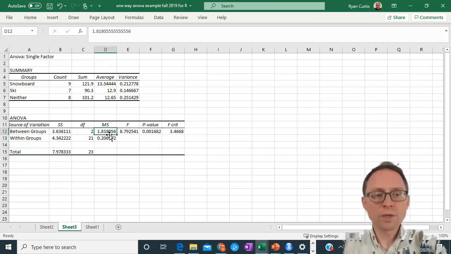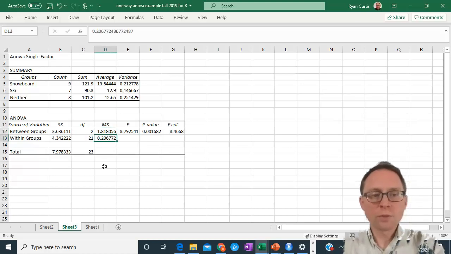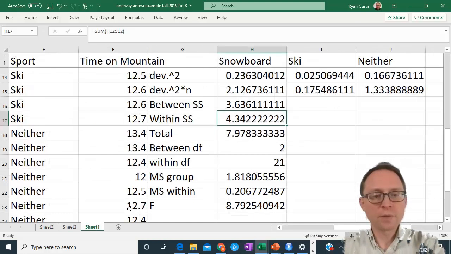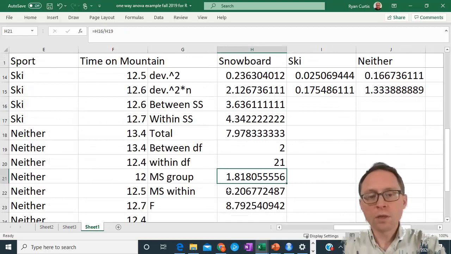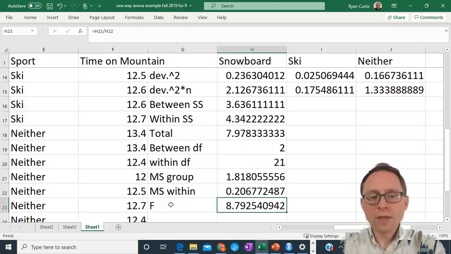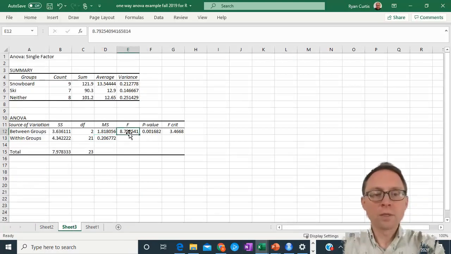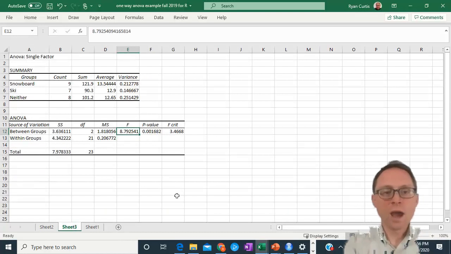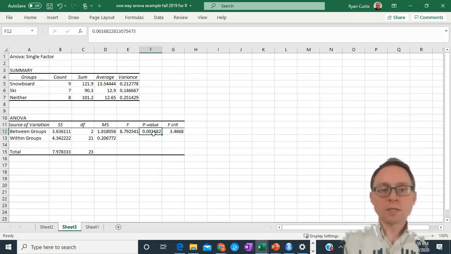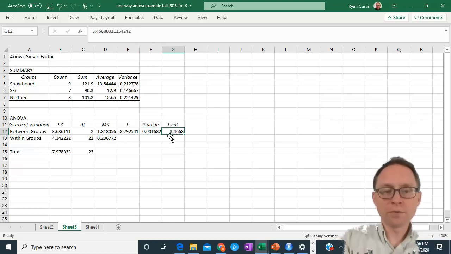Therefore, when we divide this by this, we get this. The mean squares for between groups is 1.81. The mean squares for the within groups is 0.206. Let's just check those, make sure they're exactly the same as when we calculated them. Oh, look, there they are, beautiful. And the F statistic we calculated was an 8.79, and the one that Excel calculated was an 8.79. Now, lucky for us, they also gave us the p-value, right? So we don't have to mess with it. They also gave us the F critical, which is right there.